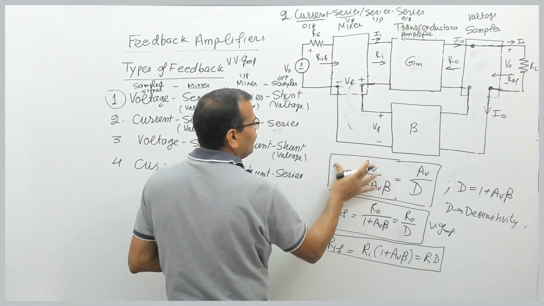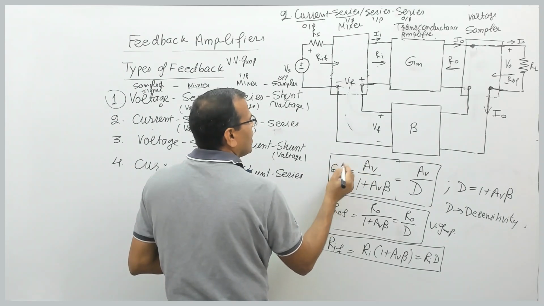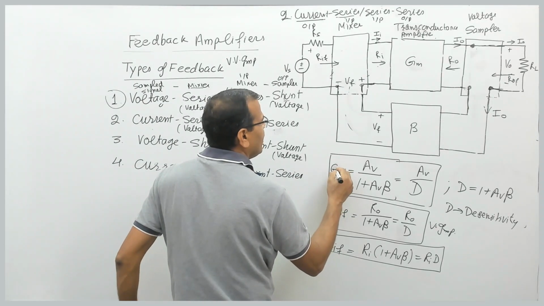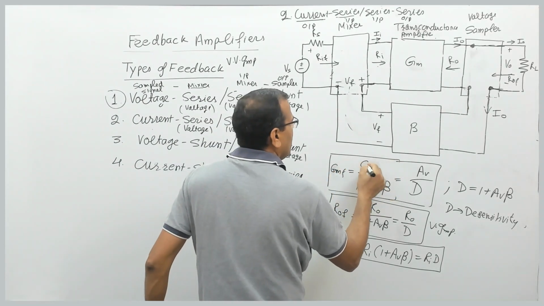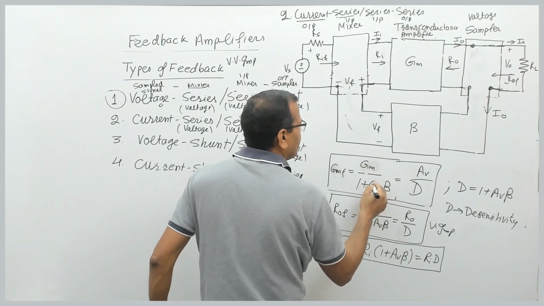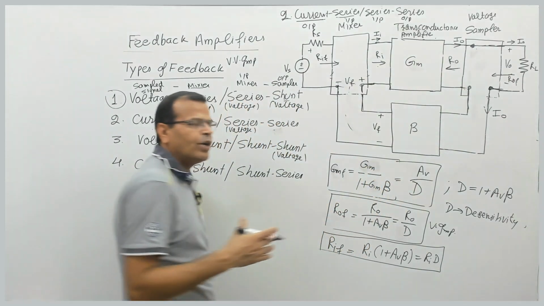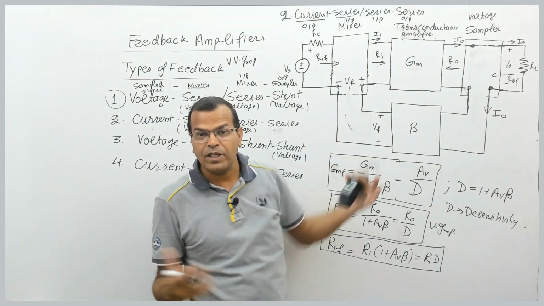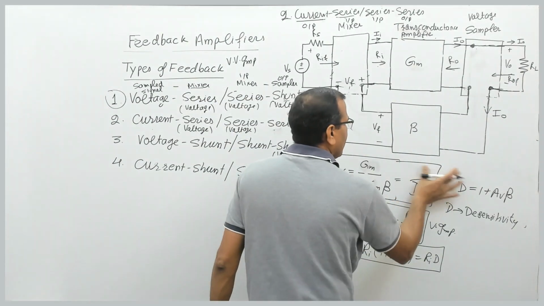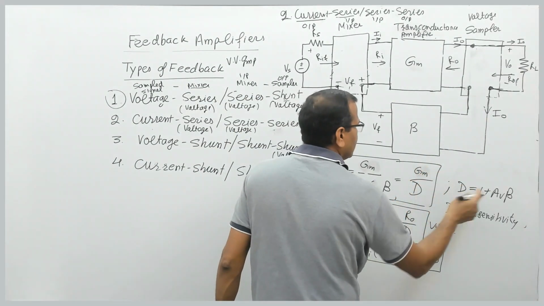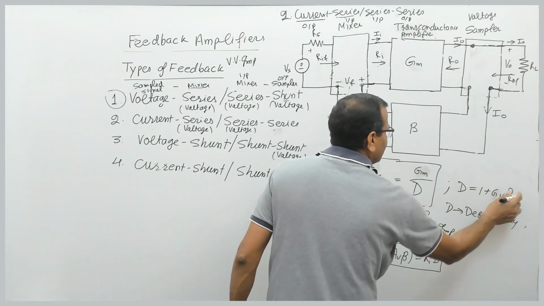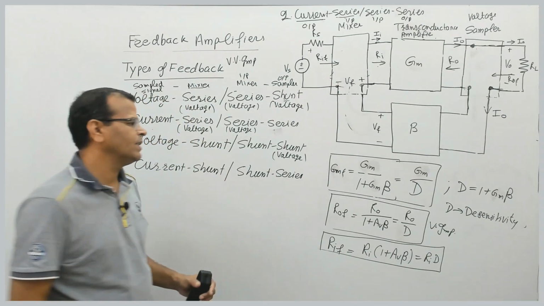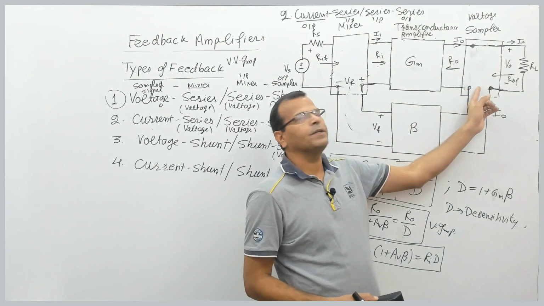In case of the gain with feedback, just replace that AV by GM. Otherwise, everything is exactly the same. We don't need to derive the expression. I have already derived it. The only thing is the change of symbol. That's it. So the gain of the amplifier with feedback is like this. The desensitivity in this case is 1 plus GM into beta. D remains the desensitivity.